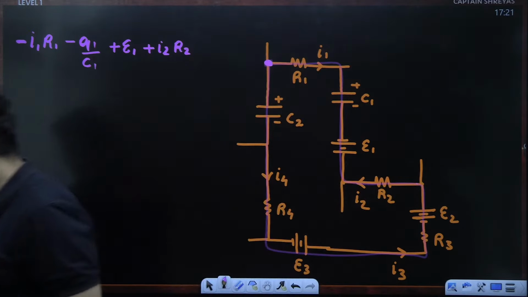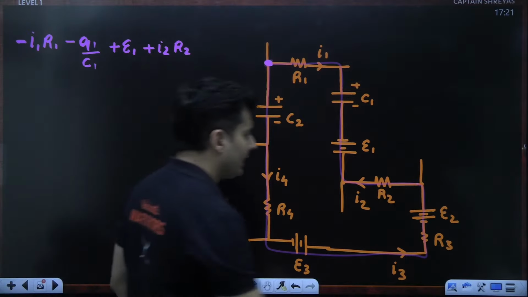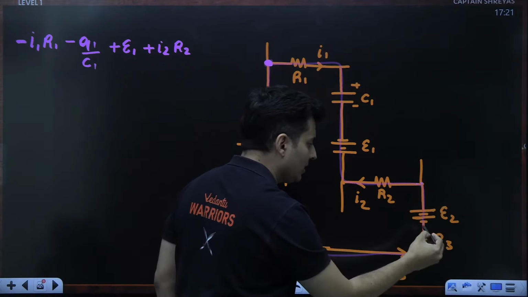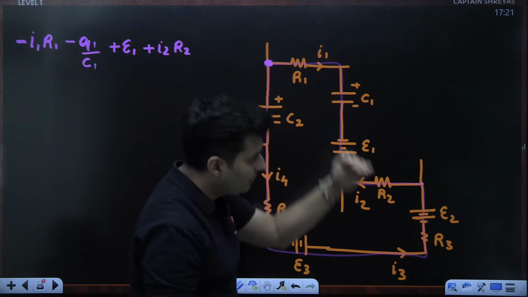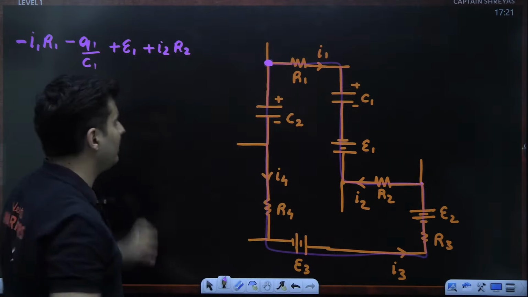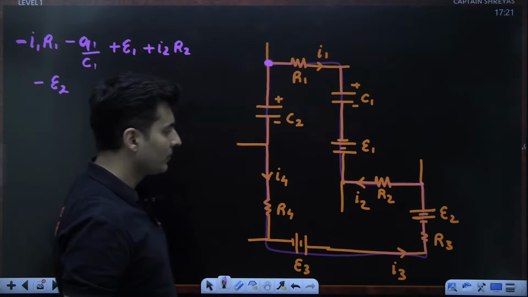Till this point, is that clear? I hope this is clear. Everyone? Awesome. Next, from this point to this point, I'm going through a battery from positive to negative. Positive to negative means there is a degradation. So negative E2, because I'm going from high to low.